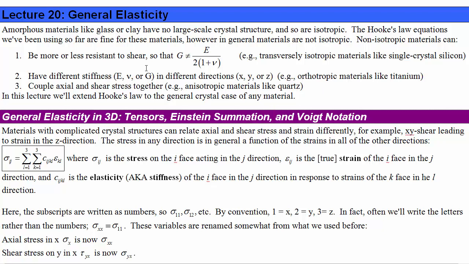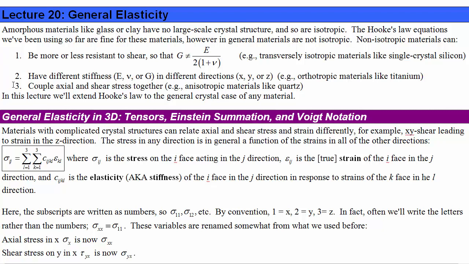Hello and welcome to Eng Phys 2P04 Lecture 20, General Elasticity. So the previous analysis we've been using, where we said that G was equal to E over 2(1 + nu), and all we needed to know was the Young's modulus and the Poisson's ratio to characterize the material, is only applicable to isotropic materials. We mentioned that a bunch of times throughout, and now we're going to explain how to deal with non-isotropic materials.